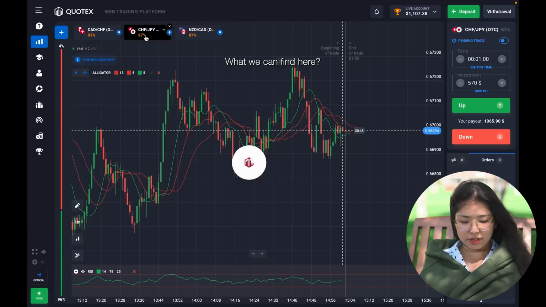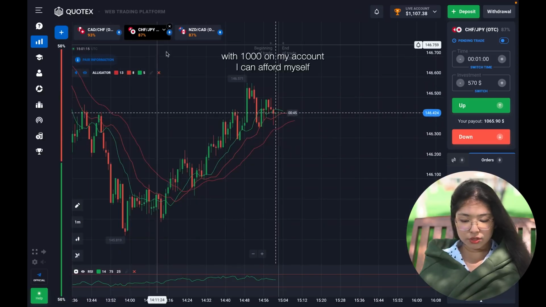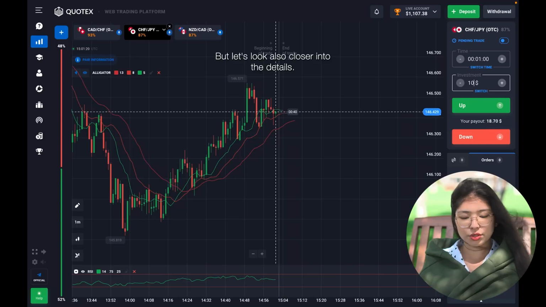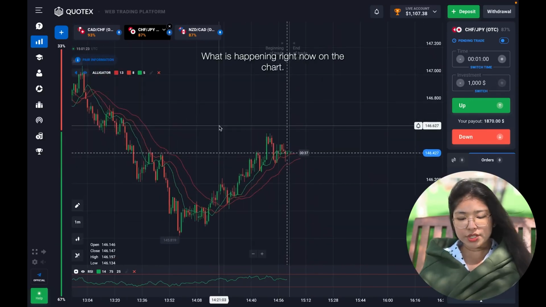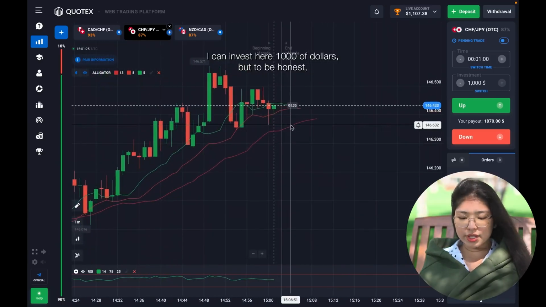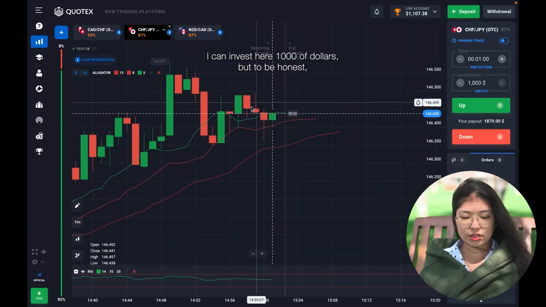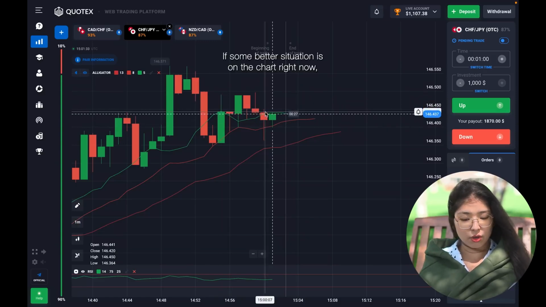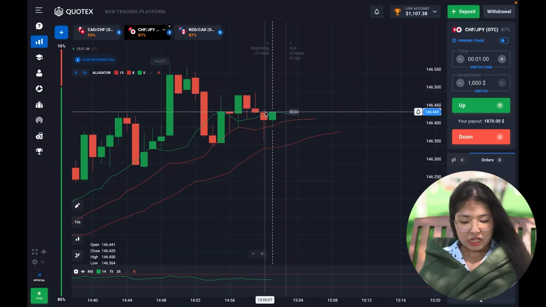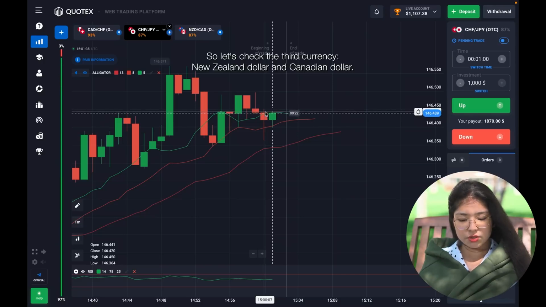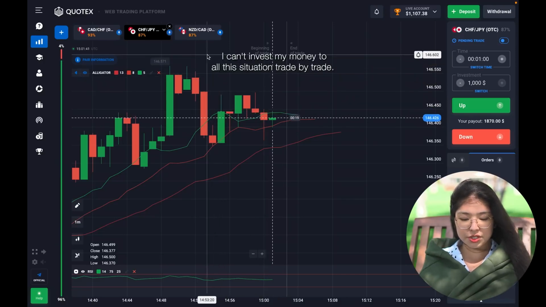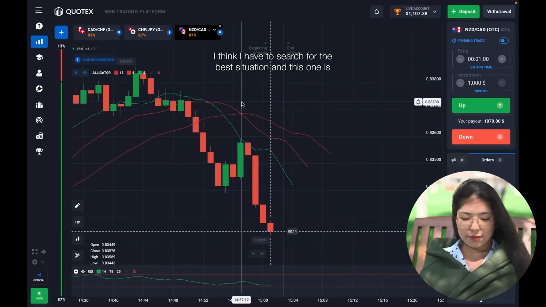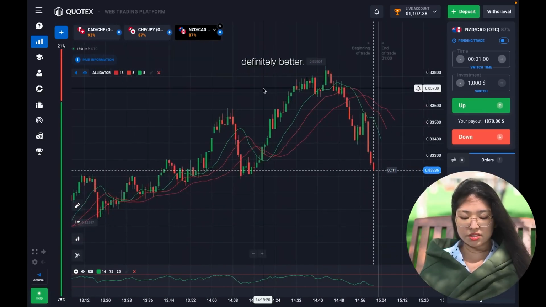So what you can find here: with $1,000 on my account, I can afford to invest this money into this chart, but let's look closer into details. What's happening right now on the chart? I can invest $1,000 here, okay, but to be honest, I don't like this flat line. If there's a better situation on the chart, I will switch back to it. So let's check the third currency, New Zealand dollar, Canadian dollar. I can invest my money in all these situations, trade by trade. I think I have to search for the best situation, and this one is definitely better.